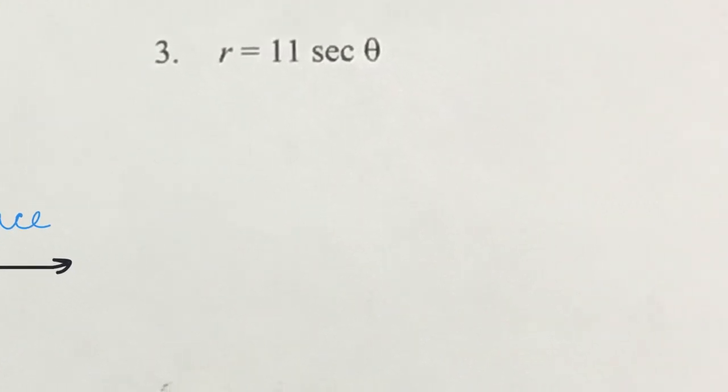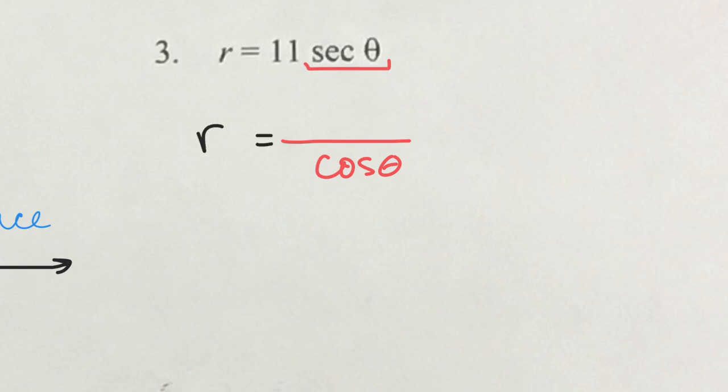R equals 11 secant of theta. Okay, so secant is not one of our replacements, but what trig does secant relate to? Secant relates to the cosine. Secant is 1 over cosine, but not just 1 over cosine because we have an 11. So we replace secant with 1 over cosine, right? That is the identity. 11 over cosine equals r. Okay, so now we do those same steps.